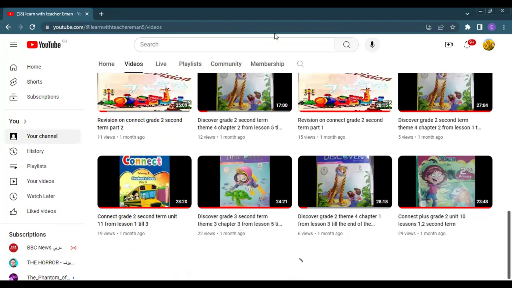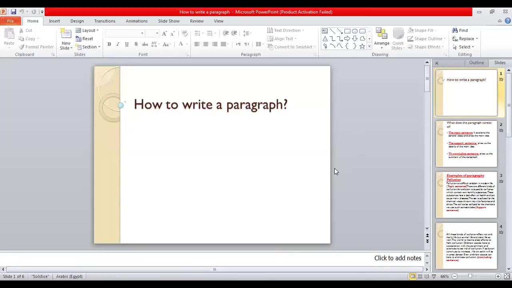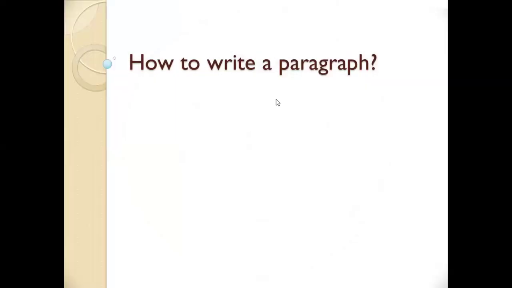Let's go to our lesson today. Today we learn with each other how to write a paragraph. Let's go to know more about this topic. Today, we know how to write a paragraph.